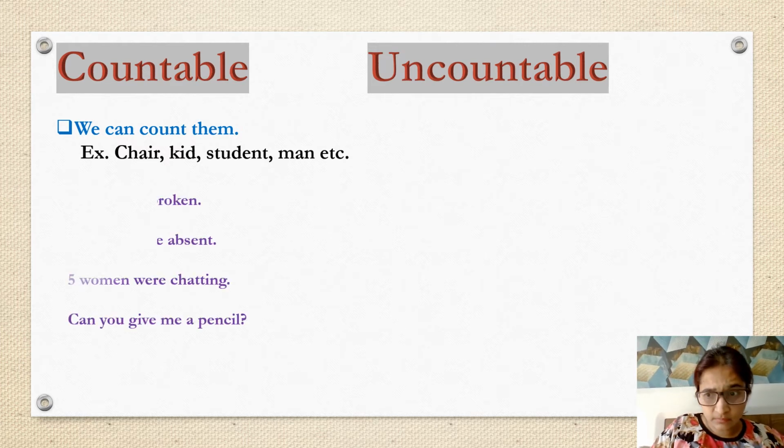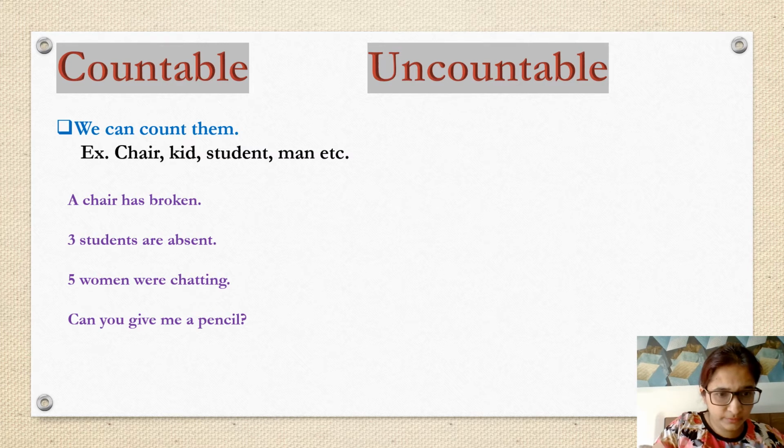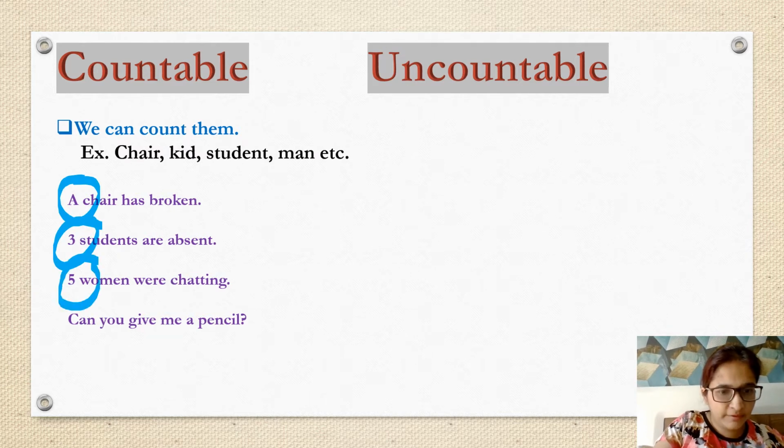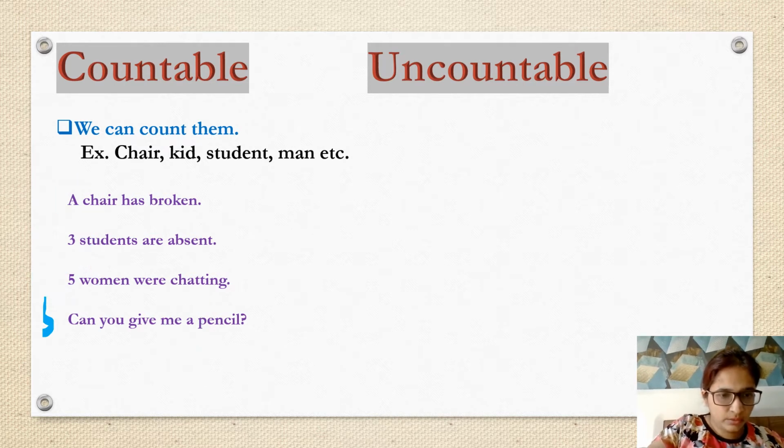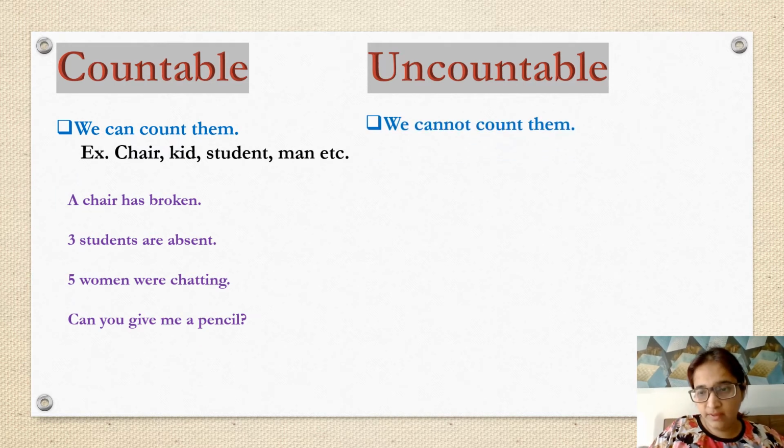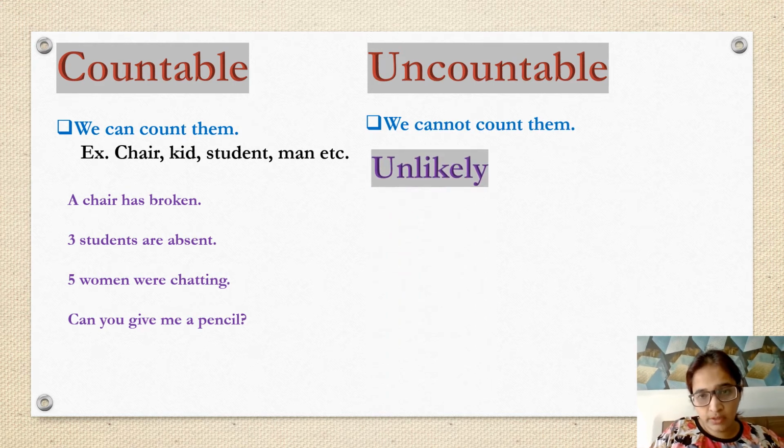Okay, now let's see the examples in detail. For example, a chair has broken. Three students are absent. Five women were chatting. Can you give me a pencil? In all these cases, we can easily know that there is one here, three here, five here and one here again. So these are examples of countable nouns. All right. Now let's go to the uncountable nouns. We cannot count them, and there are two categories of uncountable nouns.